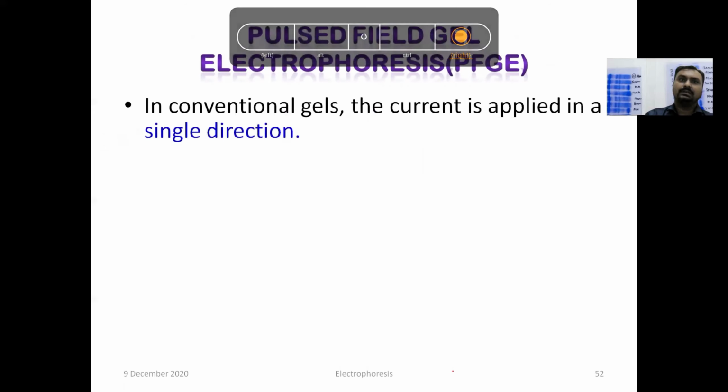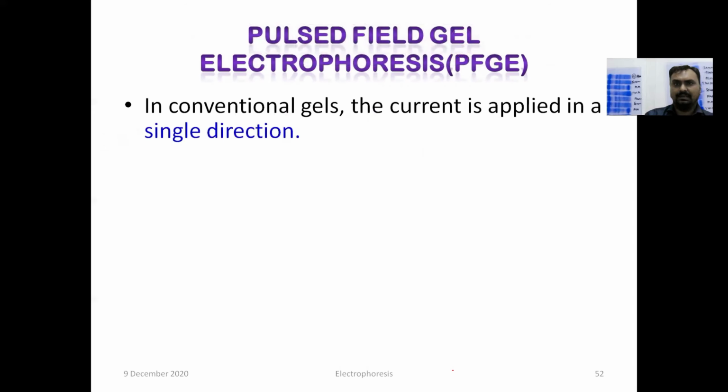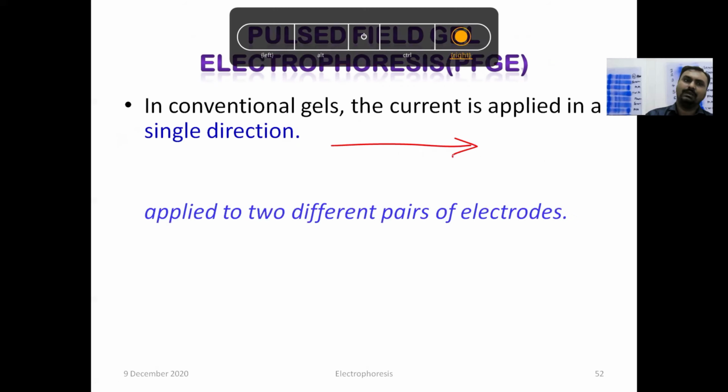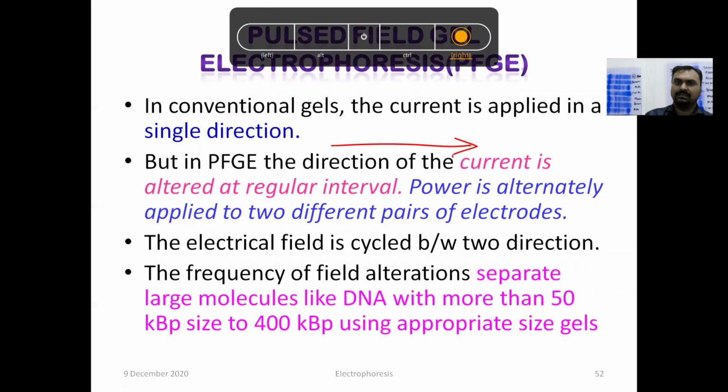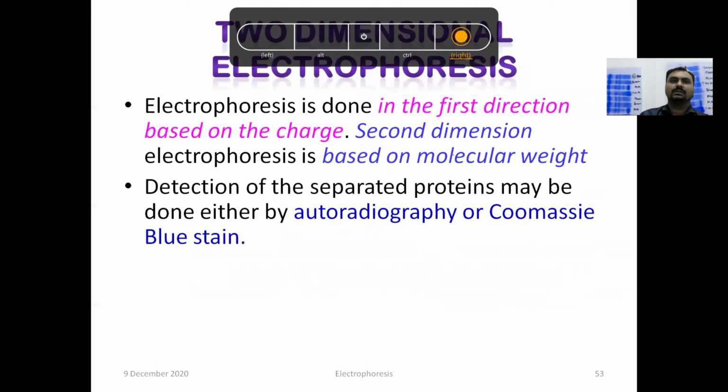Now, pulse field gel electrophoresis. Normally, current is applied in a single direction from the negative electrode to the positive electrode. But in pulse field gel electrophoresis, the current is altered at regular intervals and power is alternately applied to different pairs of electrodes.